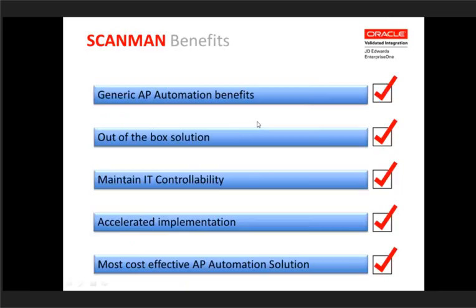So whether you're looking to increase efficiency through automating the invoice data entry in JDE Edwards, or maybe reducing the invoice cycle times through electronic approval routing, or even increasing the early payment discounts and preventing late payment fees, or just enhancing your process visibility, control and auditability, and enhance process accuracy, ScanMan will deliver all these generic AP automation benefits. And in addition to these generic AP automation benefits, ScanMan adds its own unique set of benefits to the JDE Edwards community.